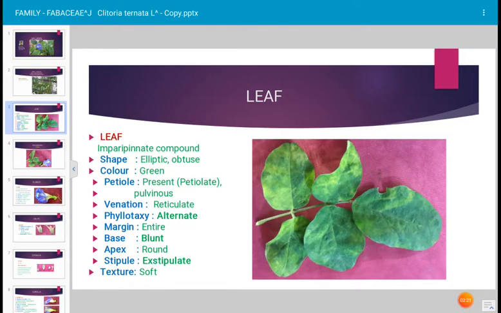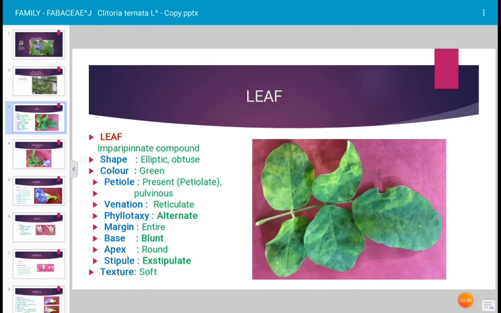Okay, how is the shape? Shape of the leaf, shape of the leaflet, it is elliptical. And it is written obtuse, meaning the apex of the leaf is obtuse, that is, not pointed. Obtuse leaf apex means not pointed leaf apex.